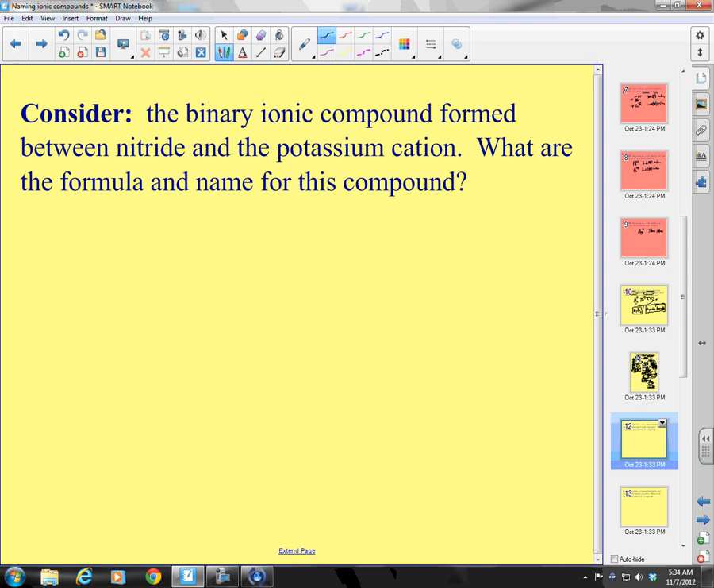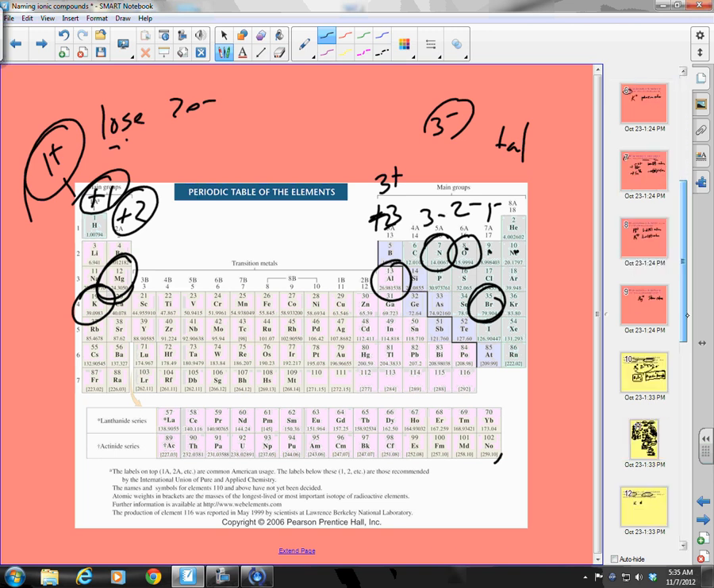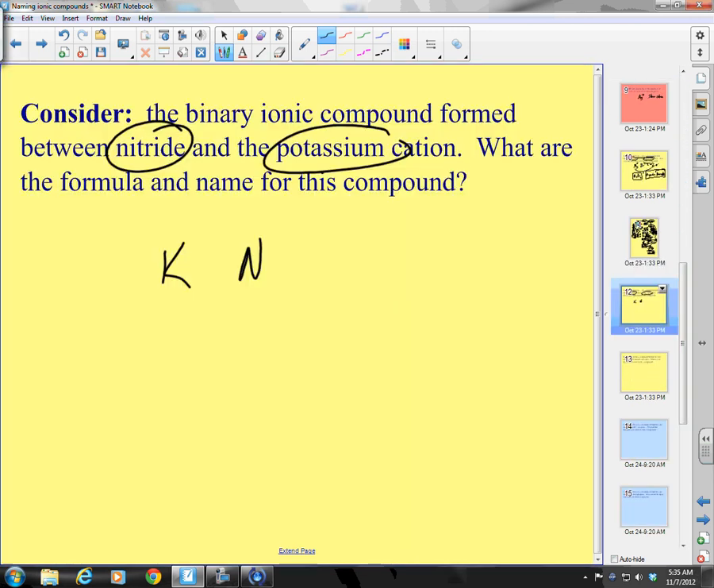Okay, what do I have here? I have nitride and I have potassium. So that means I have K and N. I look at my periodic table. Here's my K. It is a 1 plus. Where's N? N is 1, 2, 3. It's a 3 minus. Good. So I have a 3 minus and a 1 plus.